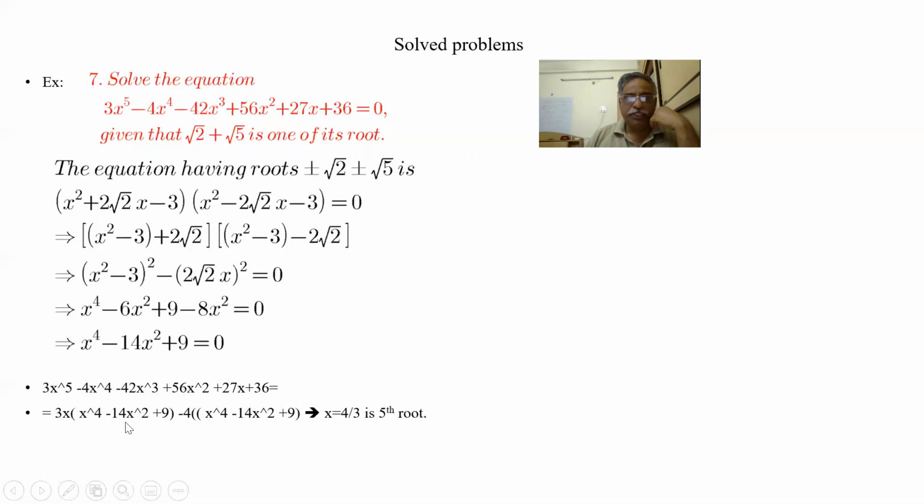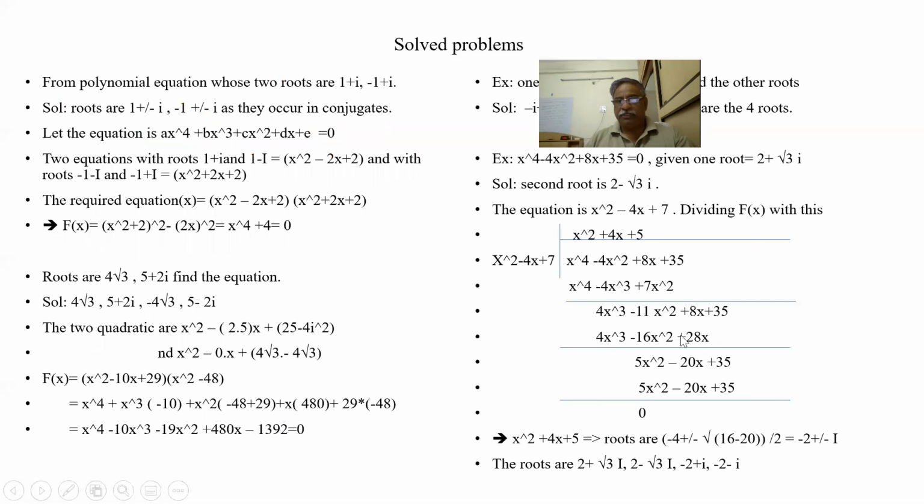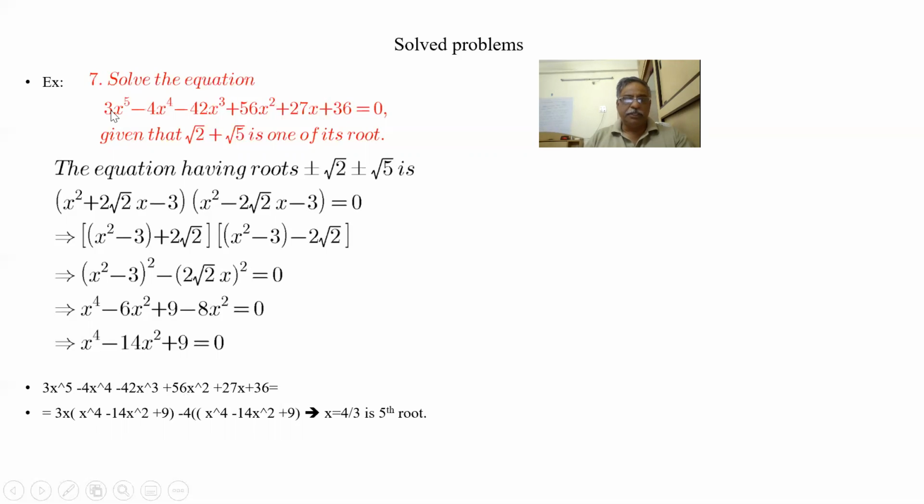So 3x minus 4 is another root. So x is equal to 4 by 3 is the fifth root. Understood? Otherwise, you can divide this equation by this equation by the division method. But since it is easily seen, x to the 5, x to the 4, there has to be 3x. This is a gap between them. So 3x I have taken out. So automatically, by observing itself, I can solve the fifth root. Okay.